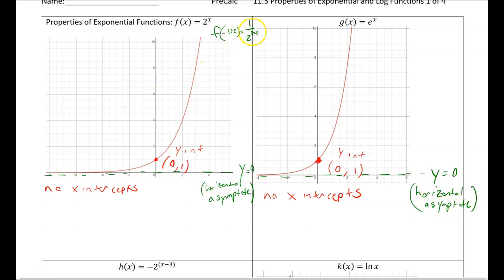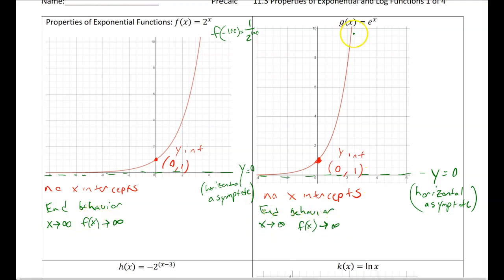And because of this idea, we can talk about the end behavior. Again, it's the same for both of these. So as x approaches infinity, f of x approaches infinity. So that's here, and these grow quite quickly. And then as x approaches negative infinity, f of x approaches 0 for both of these. And there's my horizontal asymptote.